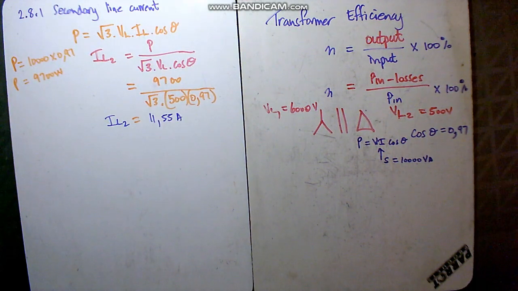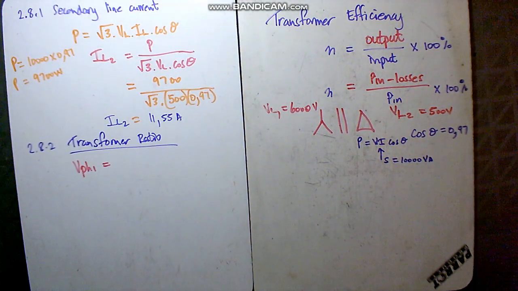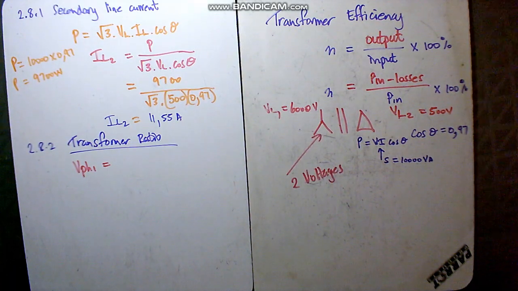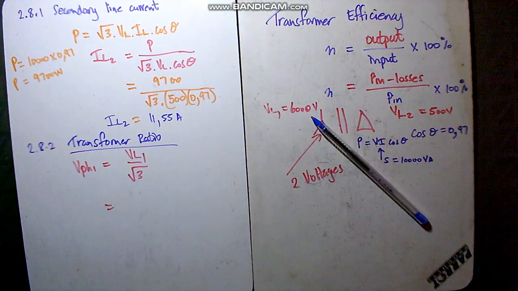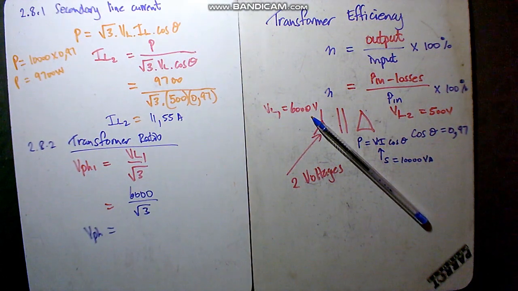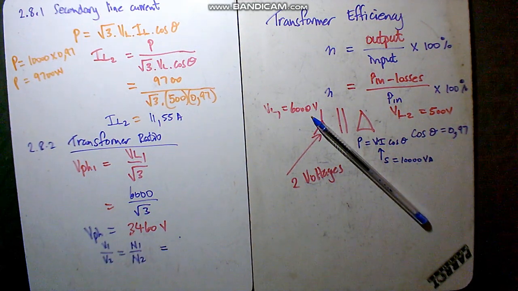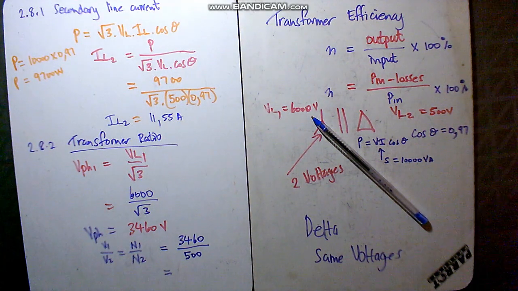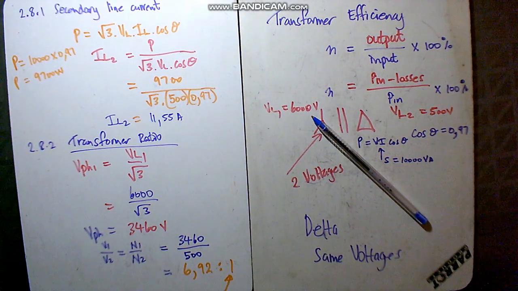The next question is the transformer ratio. Remember that transformer ratios only work with phase voltages, so we'll need to find V phase 1. Remember on the primary side we have a star. Star has 2 voltages. Our line voltage on the primary side is 6,000 volts. Substitute into the formula, calculator, answer: 3,460 volts. Notice this is a phase voltage. We can now use the formula to calculate the transformer ratio. By using V1 over V2, we can find the transformer ratio. Notice with delta we have the same voltages. 6.92, don't forget to make that 6.92 to 1.